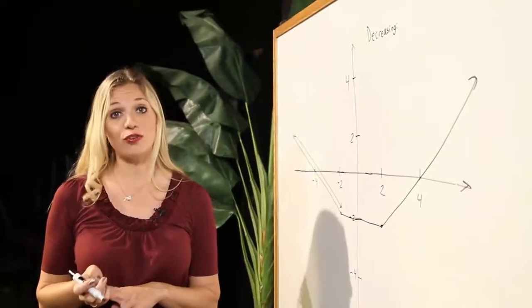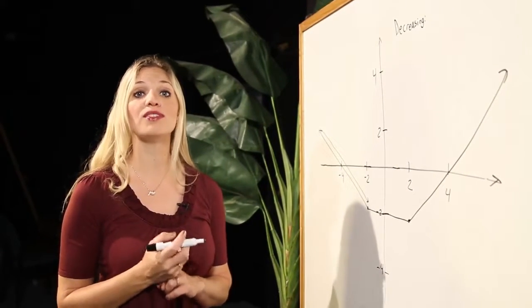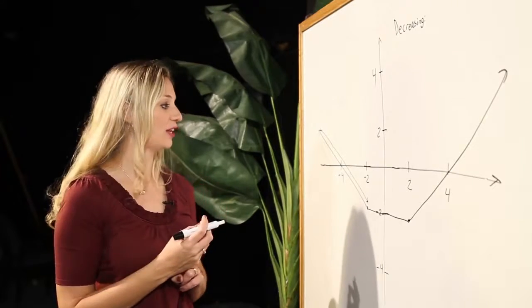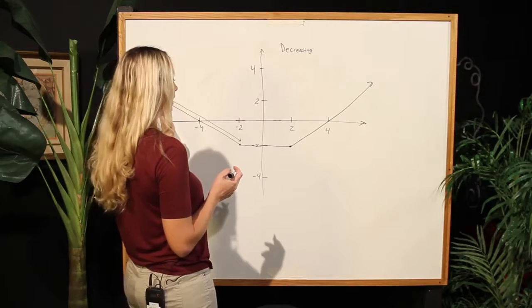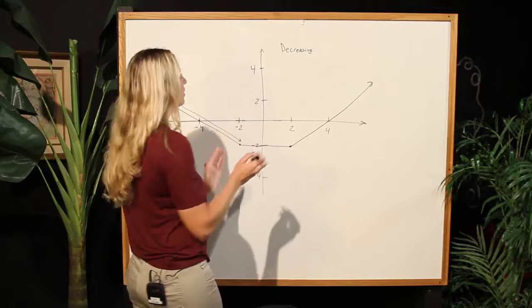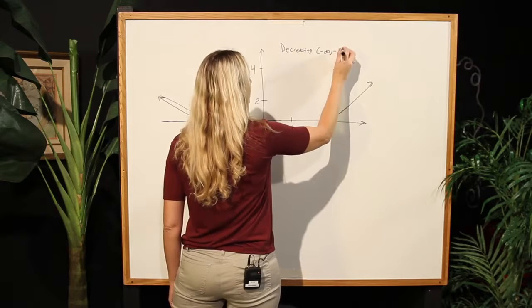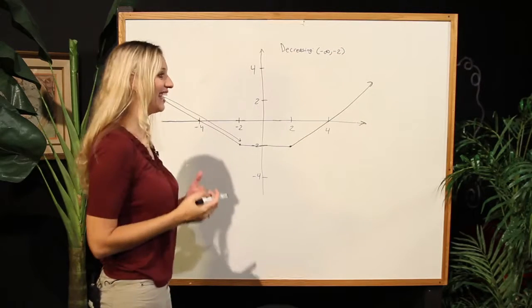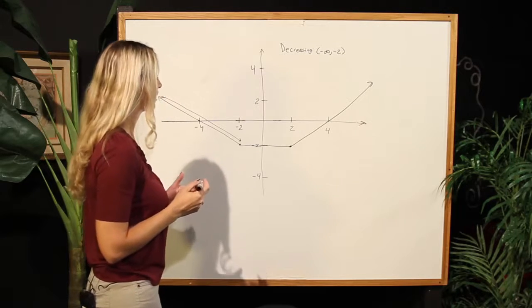When we write the intervals of increase and decrease, we will always write them in terms of the x values. So my function is decreasing from negative infinity all the way to -2. We will write this within parentheses symbols because at -2 the graph is neither increasing nor decreasing.